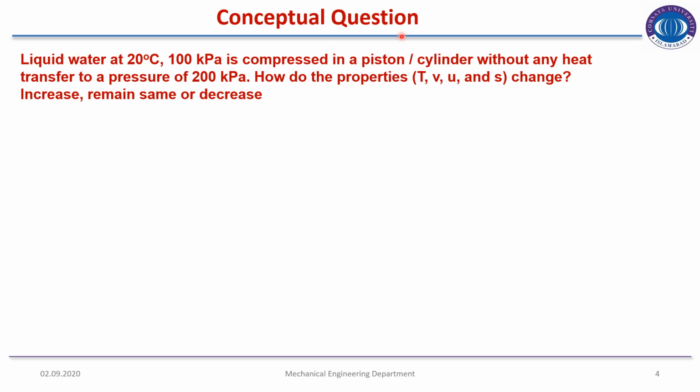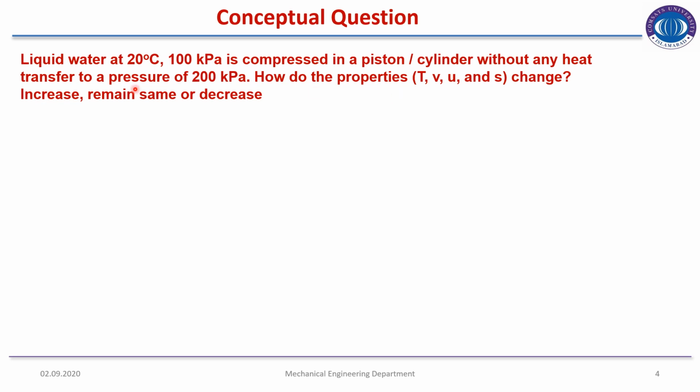So another conceptual question answer. Liquid water 20 degrees centigrade 100 kilopascal is compressed in piston cylinder without any heat transfer to pressure of 200 kilopascal. So we have given the four properties. So this question is somewhat similar to the previous as well.